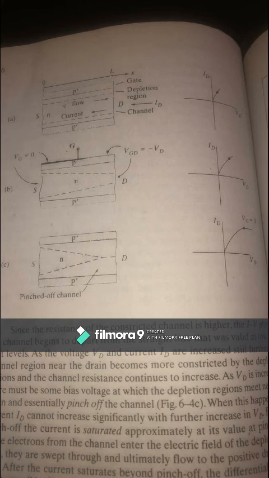Beyond pinch off, the current is saturated and approximately at its value at pinch off. Once the electrons from the channel enter the electric field of the depletion region, they sweep through and ultimately flow through the positive drain contact. After the current saturates beyond pinch off, the differential channel resistance becomes very high. To a very good approximation, we can calculate the current at the critical pinch-off voltage, and we assume that there is no further increase in current as we increase VD.